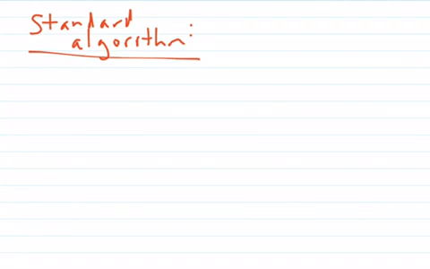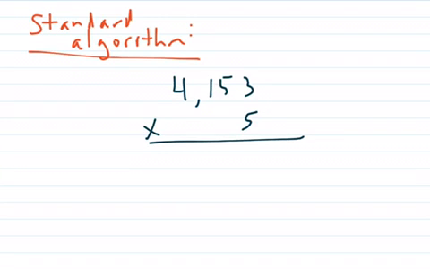So let's see. Standard algorithm. Okay, so we're going to put our 4,153 times it by 5, and here we go. 5 times 3 is 15. I'm going to put my 5 here and carry over that 1. Now I'm over here, 5 times 5 is 25, plus the 1 is 26. Put the 2 over here. So now I'm over at 5 again. 5 times that 1, 5 times 1 is 5, plus the 2 is 7.